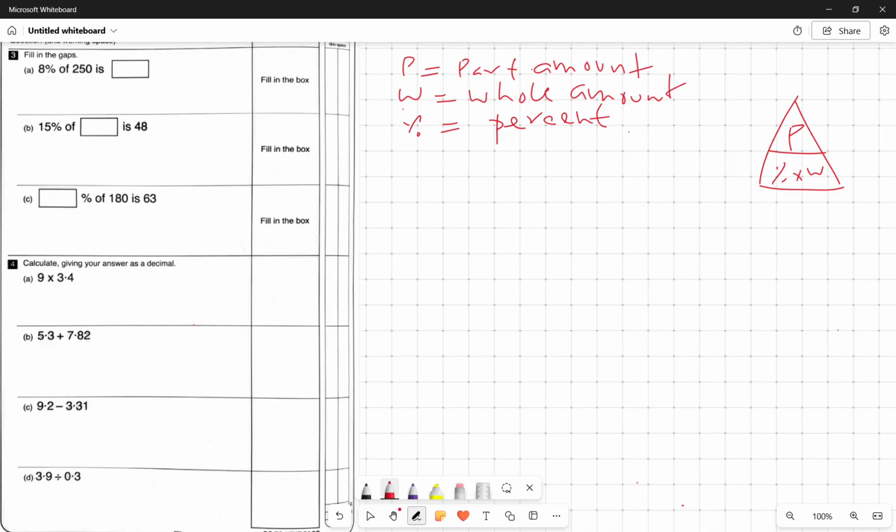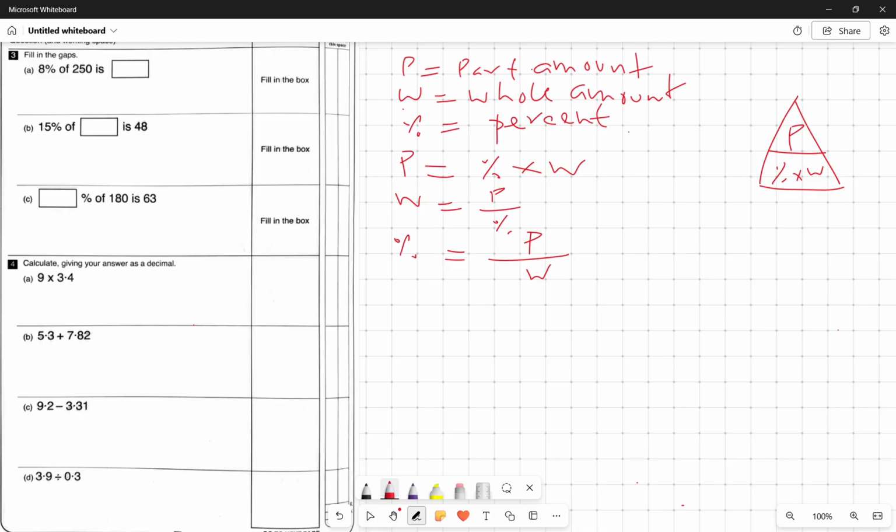Okay, so let me write down if we're going to find the part amount. As per this triangle, you need to do percent times W. And if we're going to find the whole amount, you need to write part amount divided by percent. If you're going to find the percent amount, you're going to write P over W. Very simple and easy, okay? So we just summarized how to work out the three elements of percent: the part amount, the whole amount, and the percent amount.